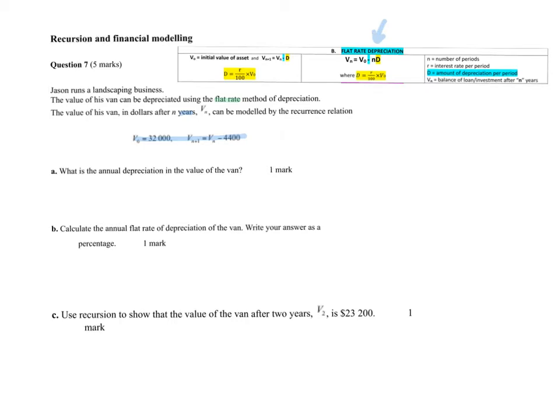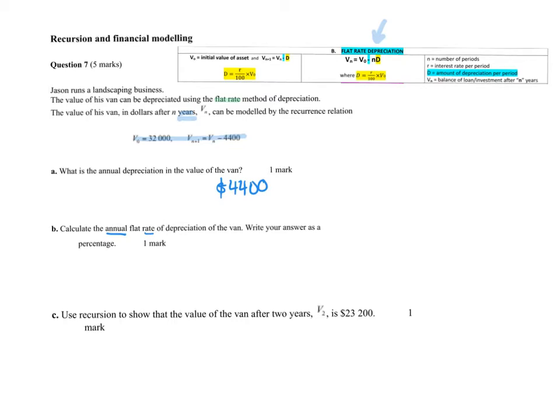So what is the annual depreciation in the value of the van? If you look at D, that is the amount dropping per period, and because this is written in years, we can see that it's dropping by $4,400 every year.